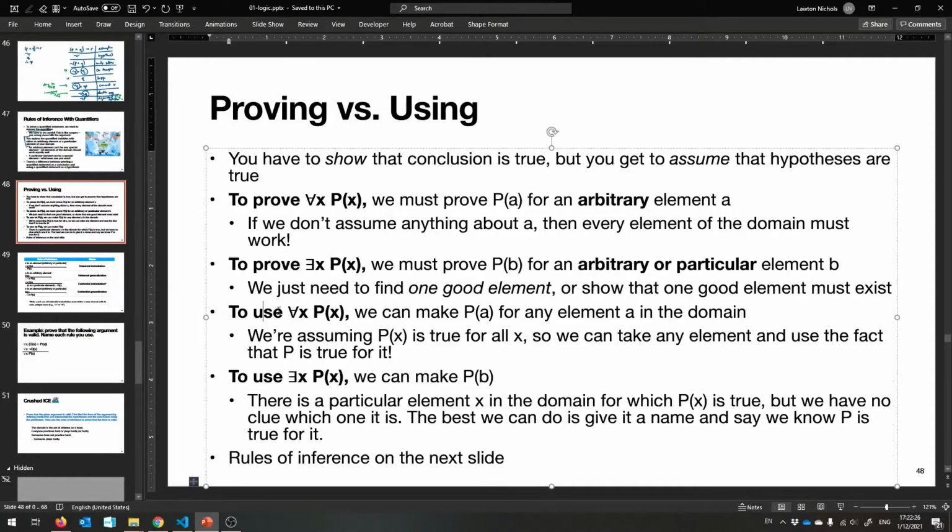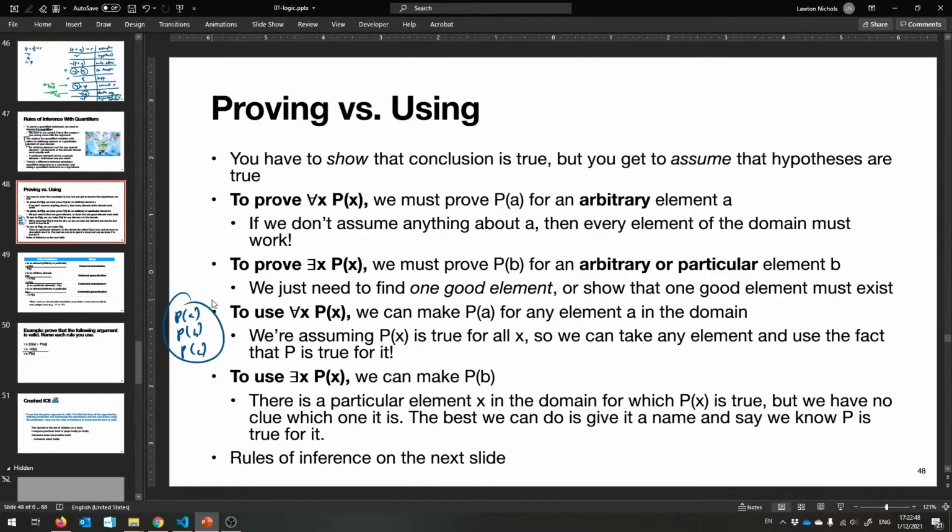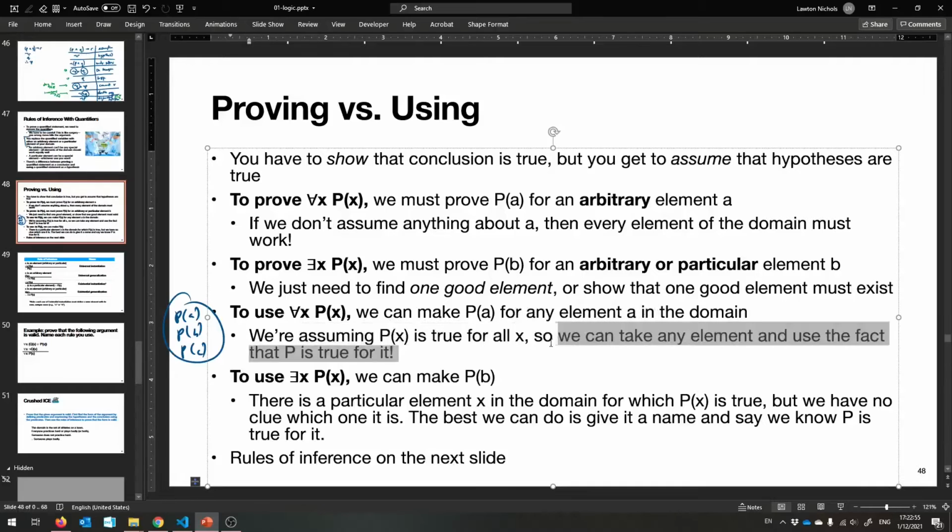I've been talking about it a little bit. We had some hand-wave examples of proving these. To use, like I have a hypothesis, I'm assuming that for all of x, p of x is true. To use this fact, we can extract p of a for any element in the domain. We're like, okay, I know that this is true. I suddenly know that p of a is true. I suddenly know that p of b is true. I suddenly know that p of c is true. And I can use all of these to get at whatever conclusion I'm trying to prove. Since we're assuming p of x is true for all x, we can take any element of the domain. We know that p is true. That's what it means for this statement to be true.